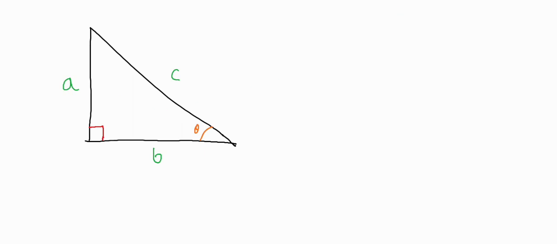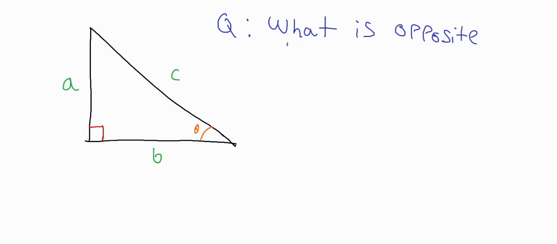Let's say we have theta. Now, what if the question asks us, what is opposite to theta? Well, let's draw an arrow. We see that A is opposite to theta, right? So we can just say A.